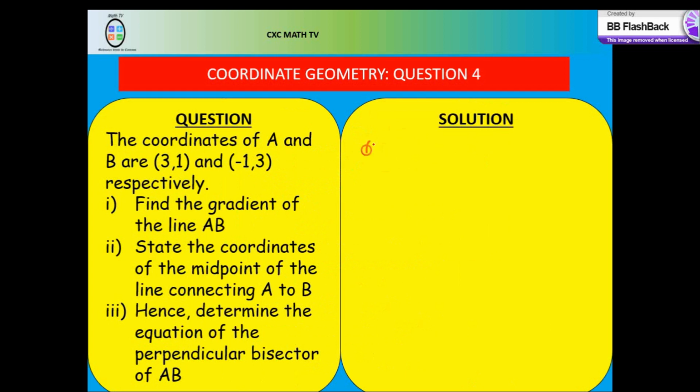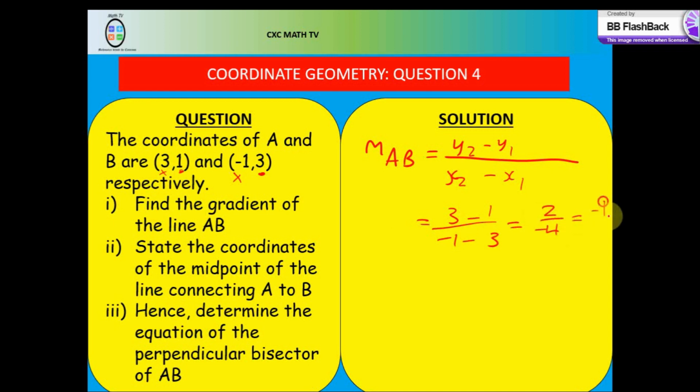So in doing this question, we need the gradient of the line AB. Remember, gradient is y2 minus y1 over x2 minus x1. So y2, 3 minus y1, over x2 minus x1. So in that case, that's 2 over negative 4, which is minus a half. That's the gradient, negative a half. It says state the coordinates of the midpoint connecting A to B. So that's part 1. No, the midpoint, part 2.